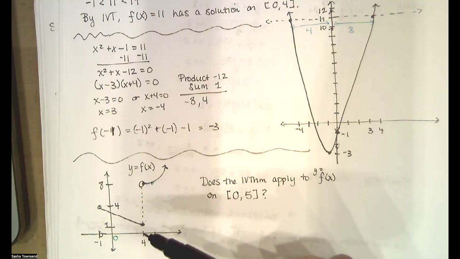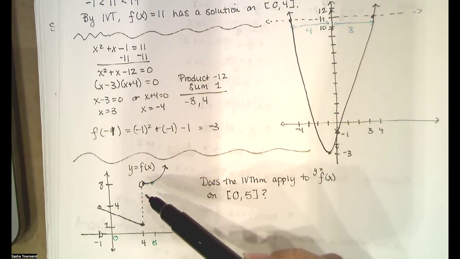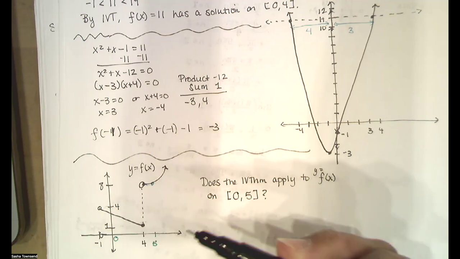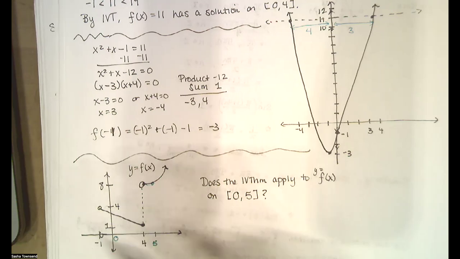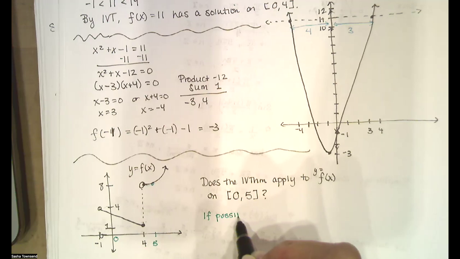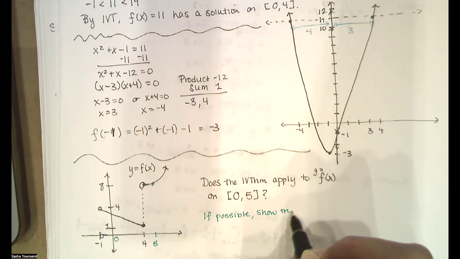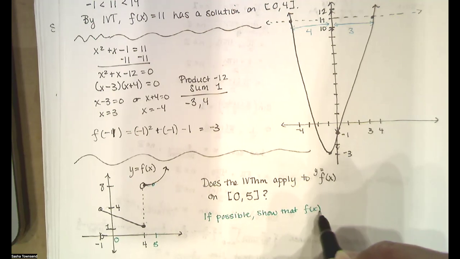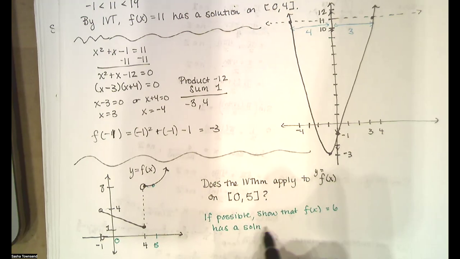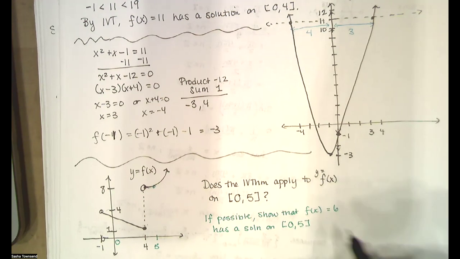This is what we call a jump discontinuity. You've got a different limit from the left than you do from the right. And in this particular example, we skip a whole bunch of y values. So if someone asked me to find the solution, let's say they said, if possible, show that f of x equals 6 has a solution on the interval from 0 to 5 using the intermediate value theorem.